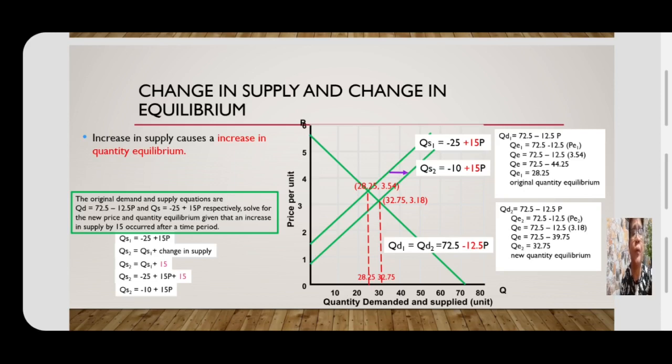So take note of the original and new equilibrium points. The original equilibrium point is between QD1 and QS1, and the new equilibrium point is between QD2 and QS2. It so happened that QD1 is the same as QD2.